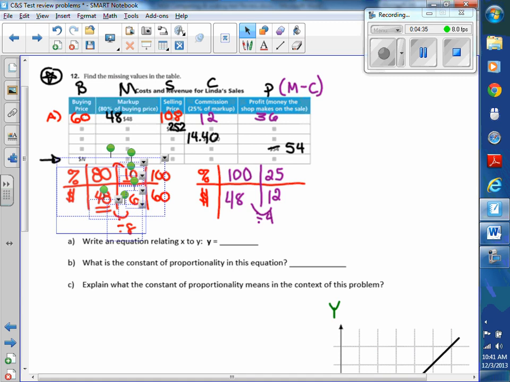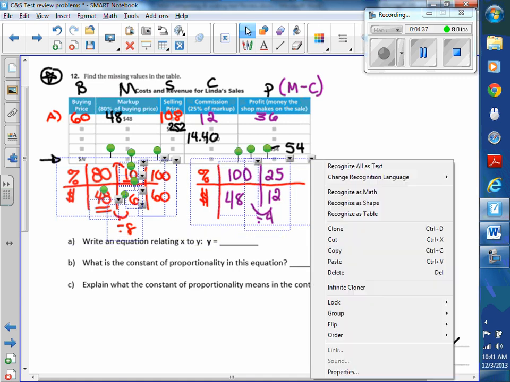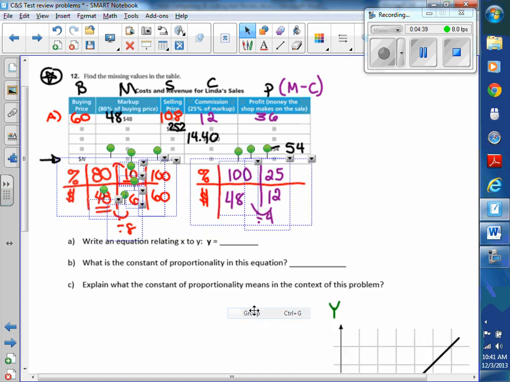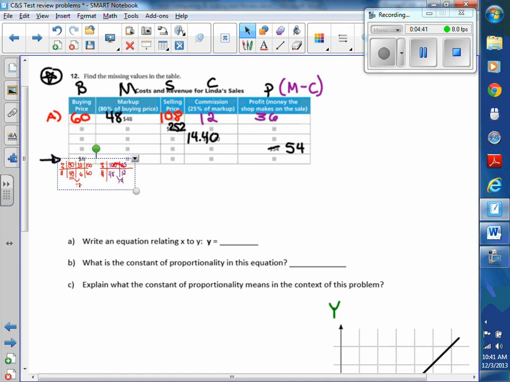I'm going to just take all of this and make it small. And if we have questions about it, we can come back to it in a minute. So we have room for the next problem. So that was for A. I can stretch it out for you guys later.